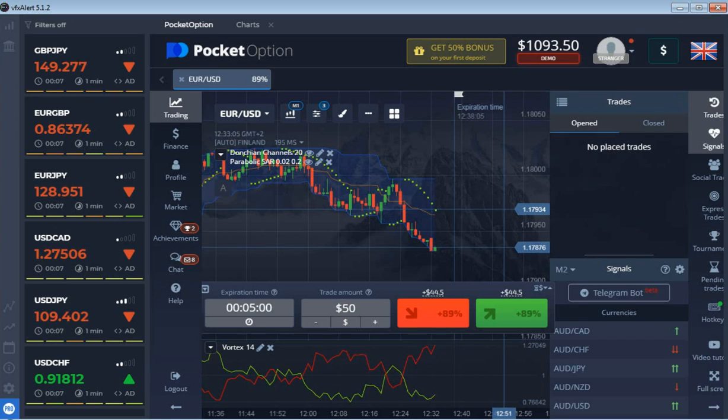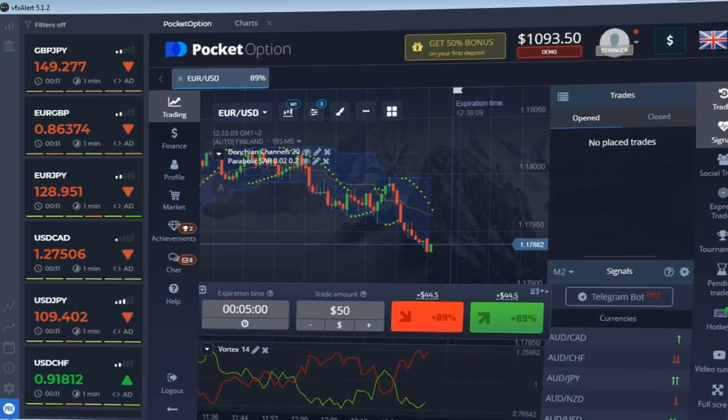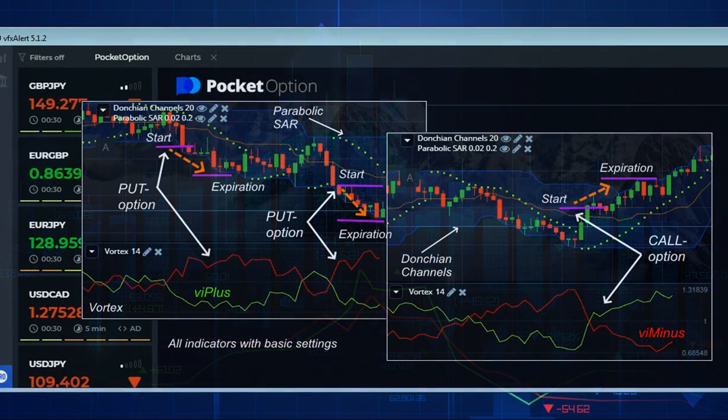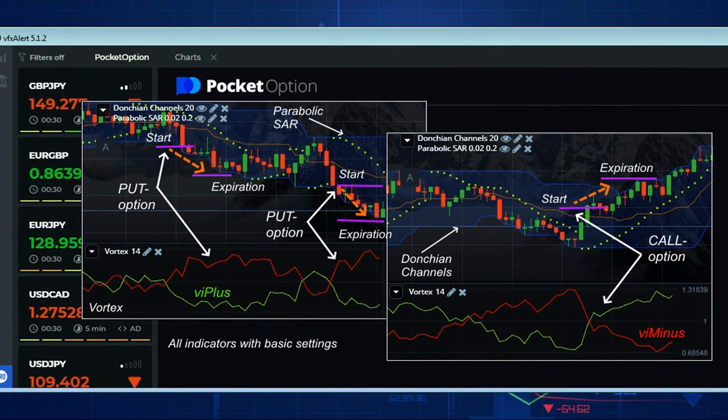After installing the tools, the terminal's working window looks like this. On the screen, trading signals and open options appear when the following conditions are met. Call option: the price is above the parabolic and the Donchian middle line. On Vortex, the plus line is higher than the minus line. There are more uptrend buyers on the market.